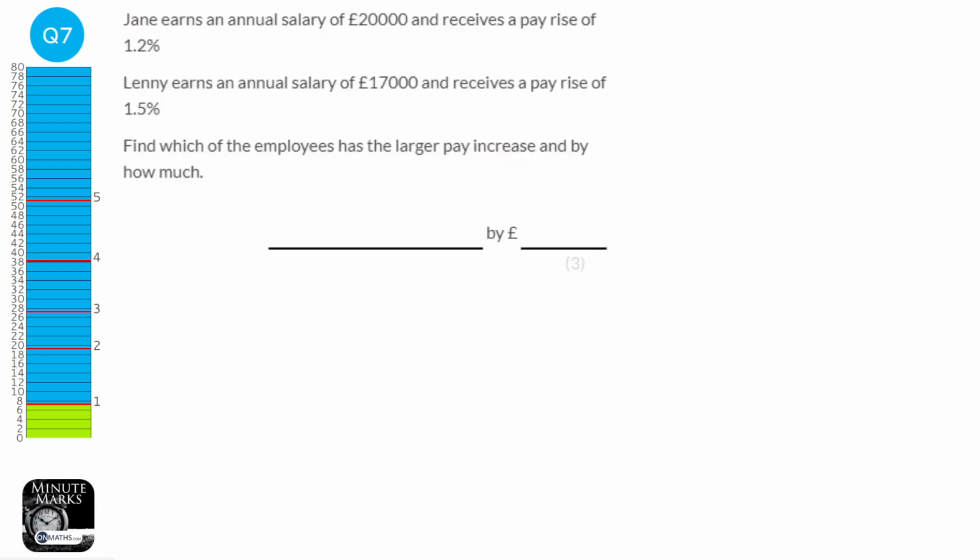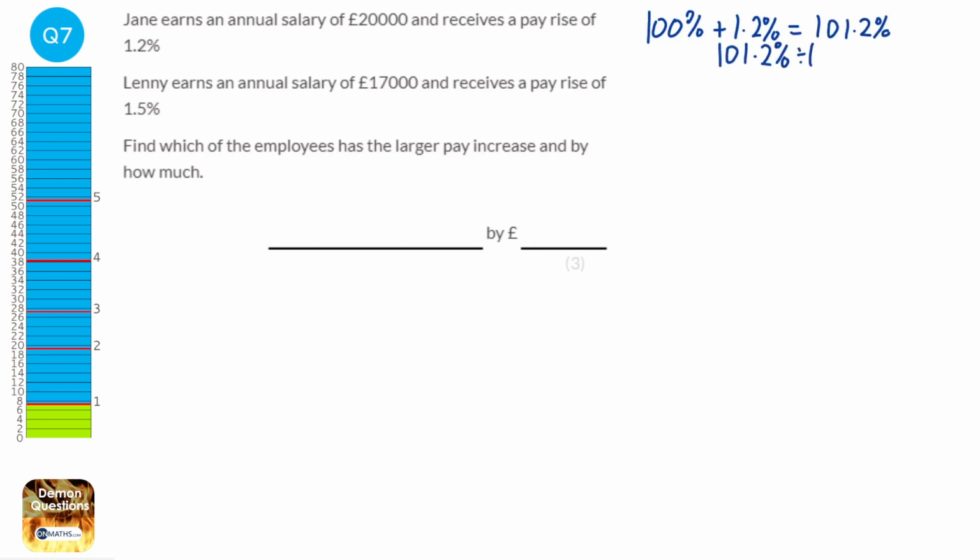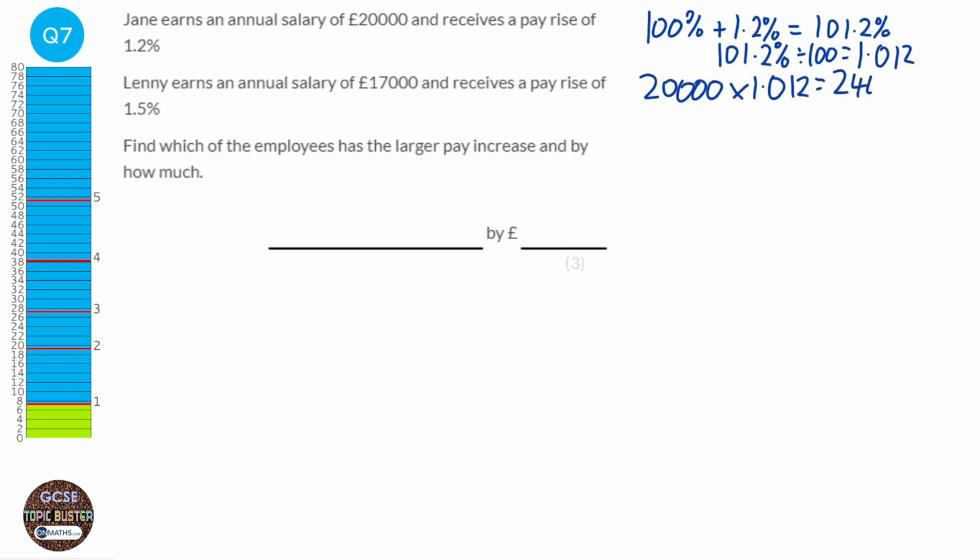So firstly, we're going to work out what the percentage increases are as a multiplier. So we start off with 100%. Jane has a 1.2% pay rise, and so that would be 101.2%, and we divide that by 100 to make it a multiplier. The multiplier is 1.012, so we get the 20,000 times it by 1.012, and that gives us 240.